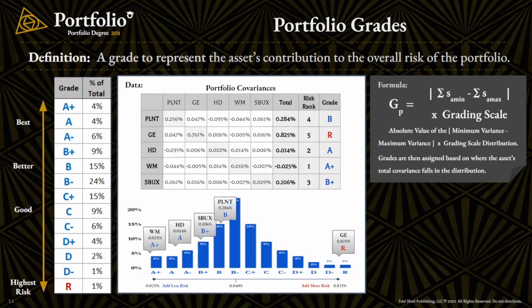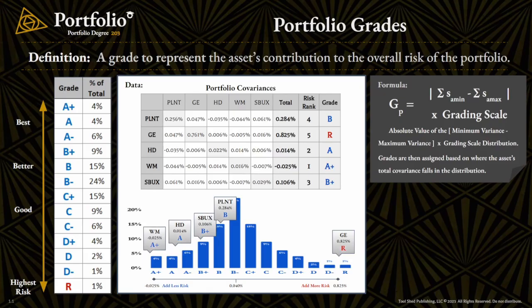So how did that happen? Well, you can see the distribution here and how most of the covariances fell on the left side of the curve. For the assets, the distribution from the least risky asset, the one with negative 0.025%, to the riskiest asset, the one we just mentioned with 0.825%, becomes the distribution for the other assets, and this shows where they happen to fall. And then the grades are distributed based on where they fall on that scale.